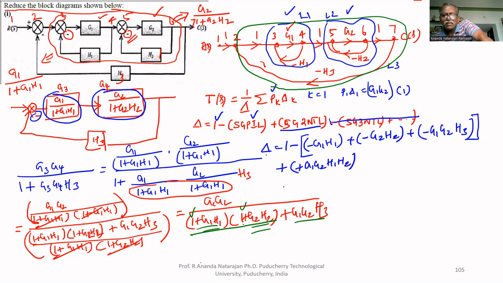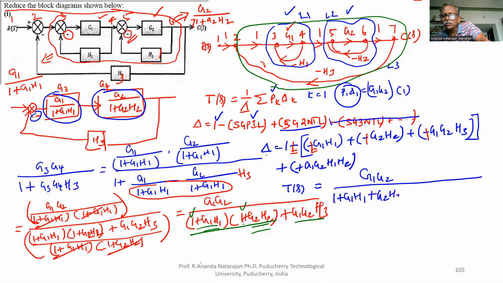That is delta. Therefore, transfer function T of S equal to numerator is only G1 G2, that is P1 delta 1, whole divided by delta. Because of the minus here, it becomes plus. This also becomes plus, this also becomes plus. Therefore, the delta is 1 plus G1 H1 plus G2 H2 plus G1 G2 H3 plus G1 G2 H1 H2.